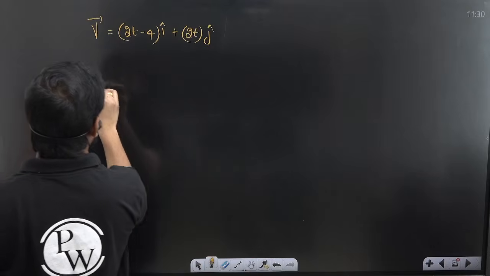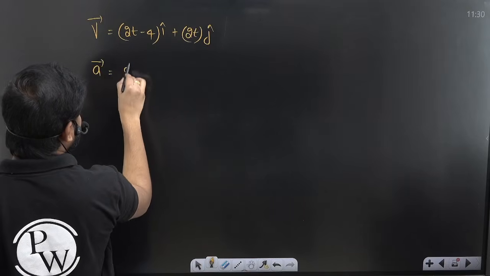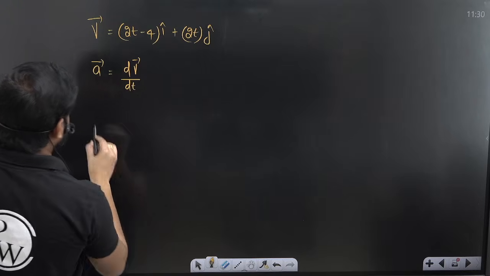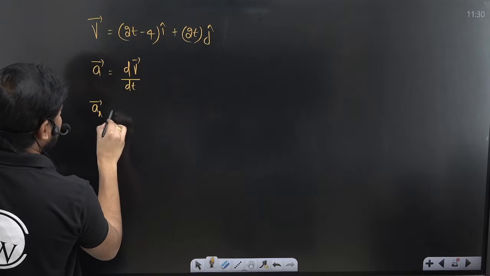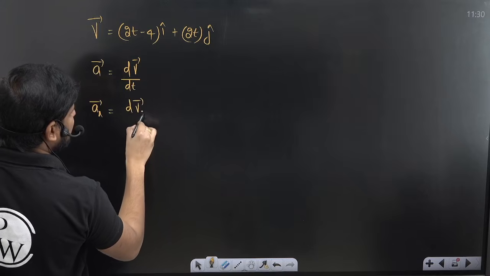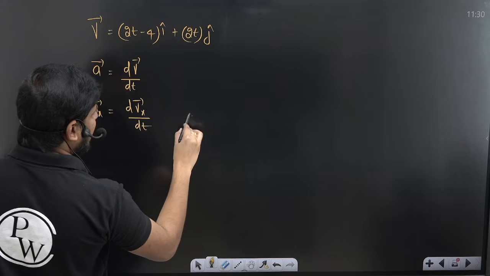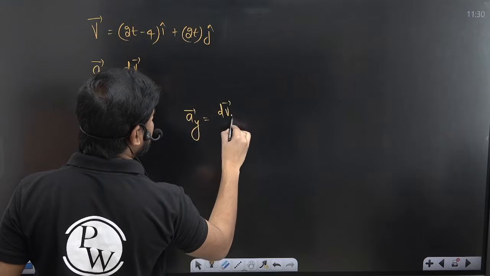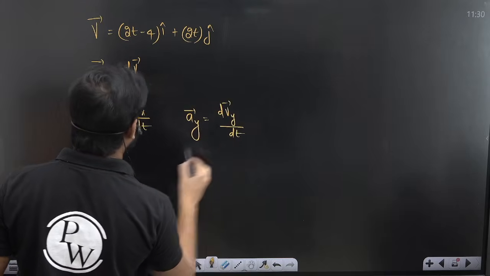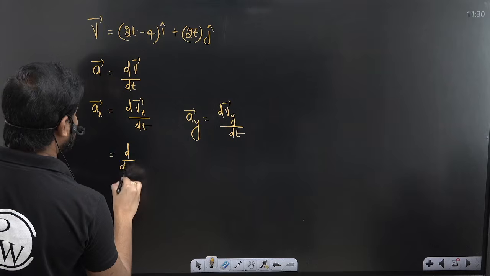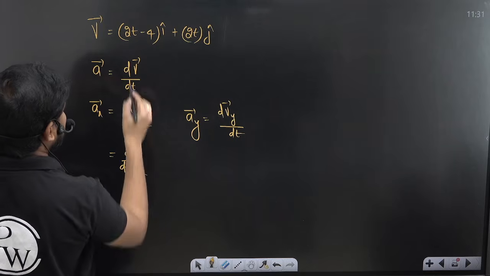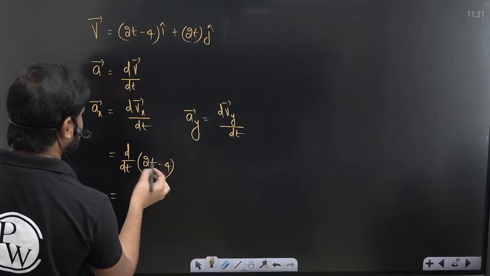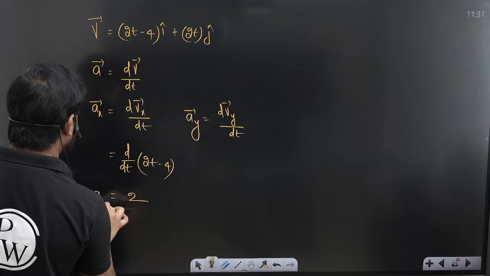So then, the acceleration vector is nothing but the derivative of the velocity vector. Again the same thing. The acceleration in x will be equal to the derivative of the velocity in x, and the acceleration in y is the derivative of the velocity in y with respect to t. So this is d by dt of velocity in x, which is 2t minus 4. The differentiation of 4 is 0, and of 2t is 2. So this is ax.